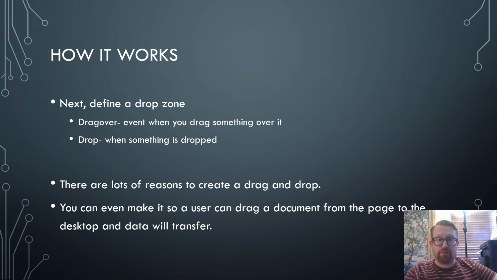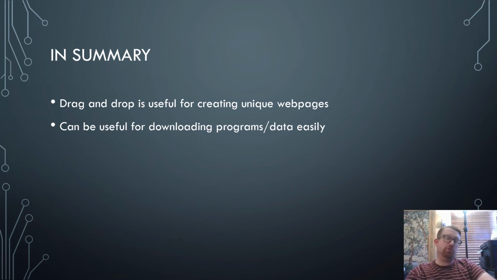Next, you need to define the drop zone. You have the drag over, the event when you drag something over, and the drop when something's dropped. So those are the two things that you need to work on and figure out what you're going to be doing. There are lots of reasons to create a drag and drop, such as downloading a file to your computer. That's most beneficial here. And you can even make it so a user can drag a document from the page onto the desktop. So if you need a program file, this is becoming more and more popular. In summary, drag and drop is useful for creating unique and interesting web pages, and it can be useful for downloading programs and data easily.